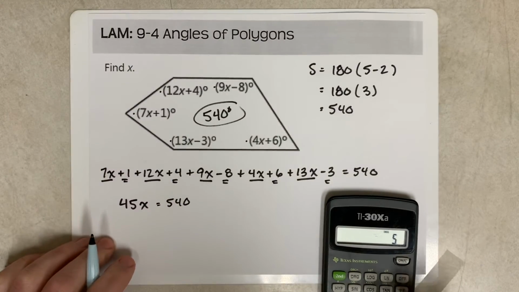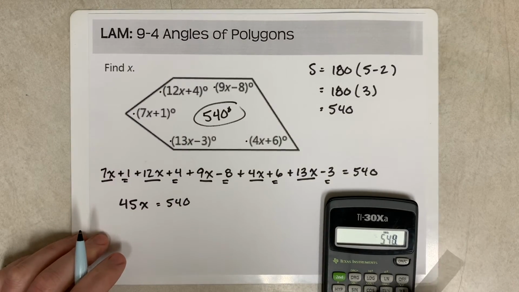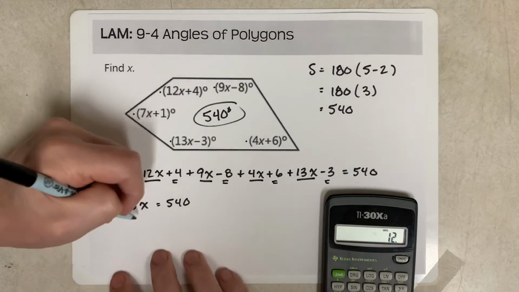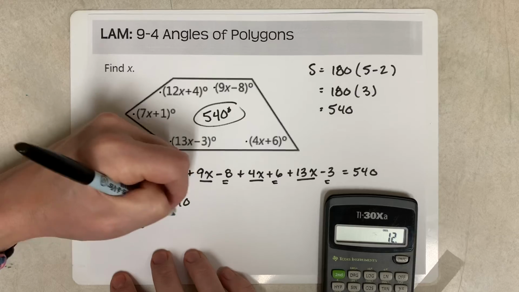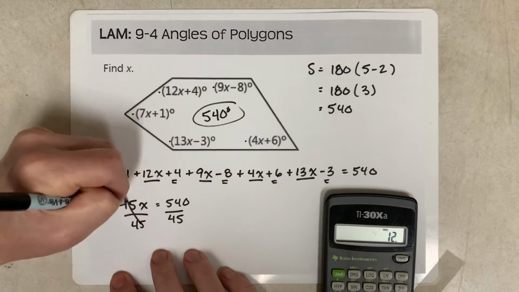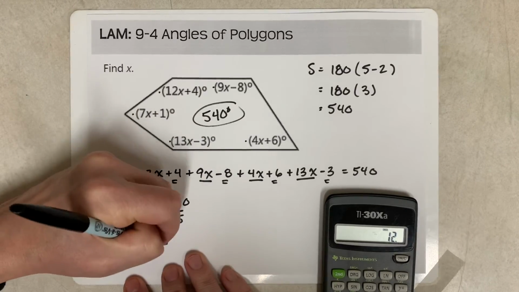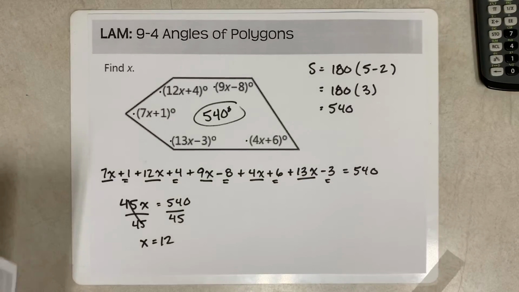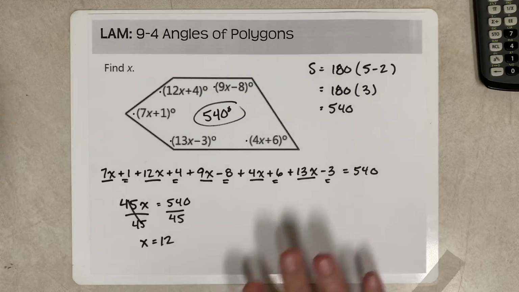So let's take 540 and divide by 45, and we get 12. And so x is equal to 12, and that is correct. 12 is it. Interesting for that one, everything canceled.